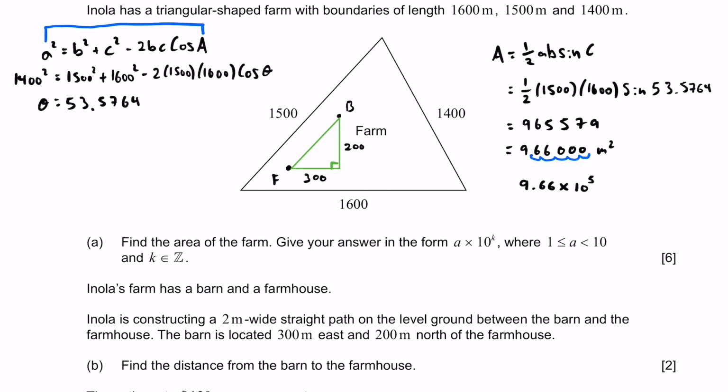So let's go ahead and work that out. I'm going to draw a little divider here. So Pythagorean theorem, once again, a squared equals b squared plus c squared. Two side lengths that we have, 300 and 200. So we have 200 squared plus 300 squared should equal a squared, or this side length squared.